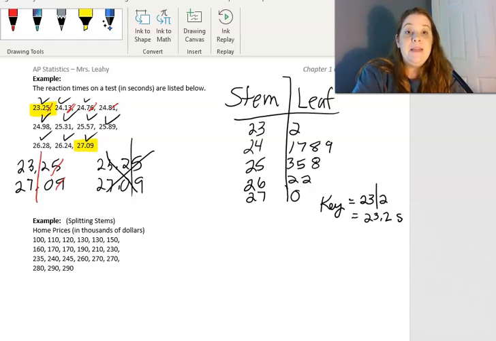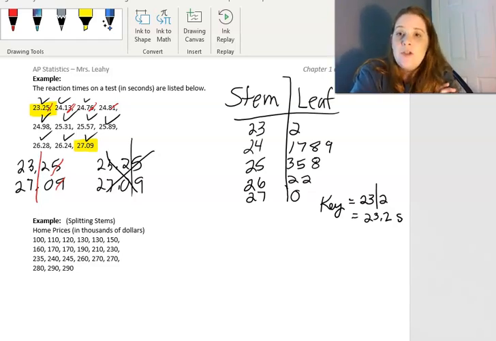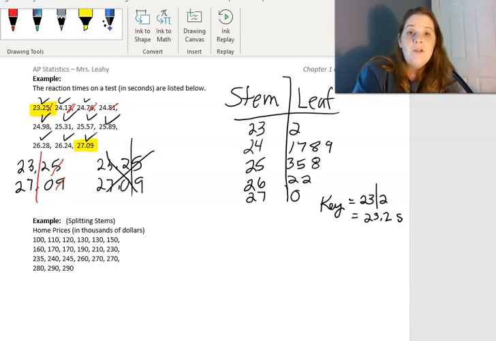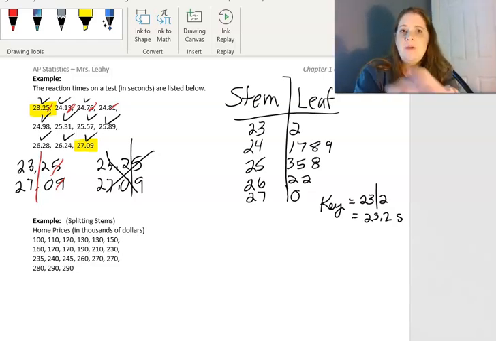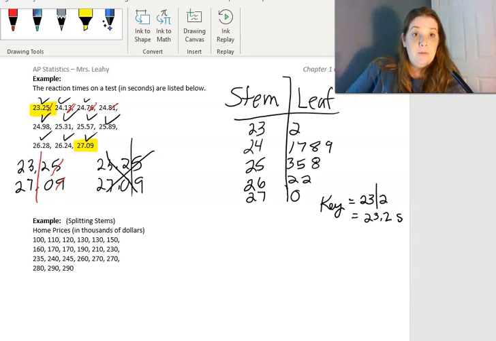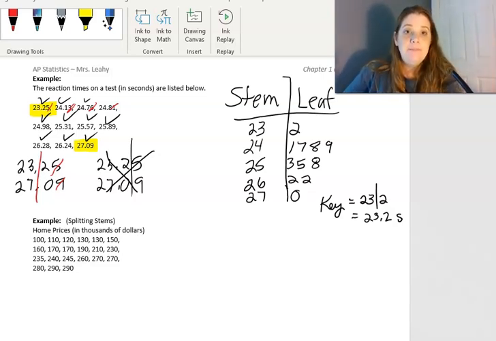If I wanted to find the median, I could count. There are 1, 2, 3, 4, 5, 6, 7, 8, 9, 10, 11. So I'm looking for the sixth number: 1, 2, 3, 4, 5, 6. So 25.3 is my median. And my range is what I would get when I take 27.0 minus 23.2. That would be an approximate range, but you could get a better approximation using the numbers that you already have over in the data, okay?